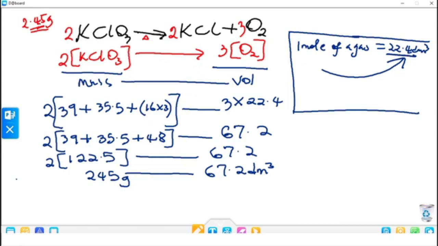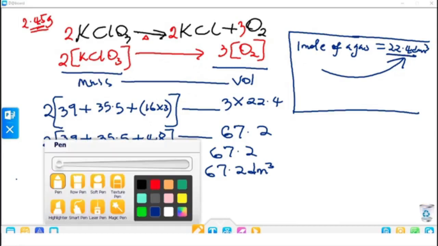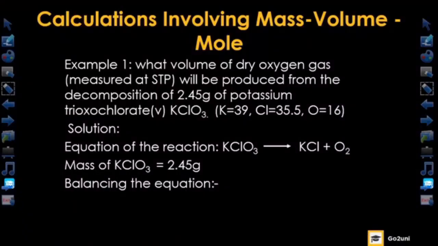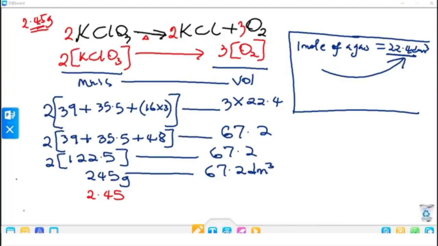But the question now is, if 2.45 grams of potassium chlorate is provided, what volume of oxygen gas will it give? That is the question now. So if 2.45 grams of potassium chlorate is provided, what volume of oxygen gas will it give? That is what our question is. So let us take a look at how to solve that.